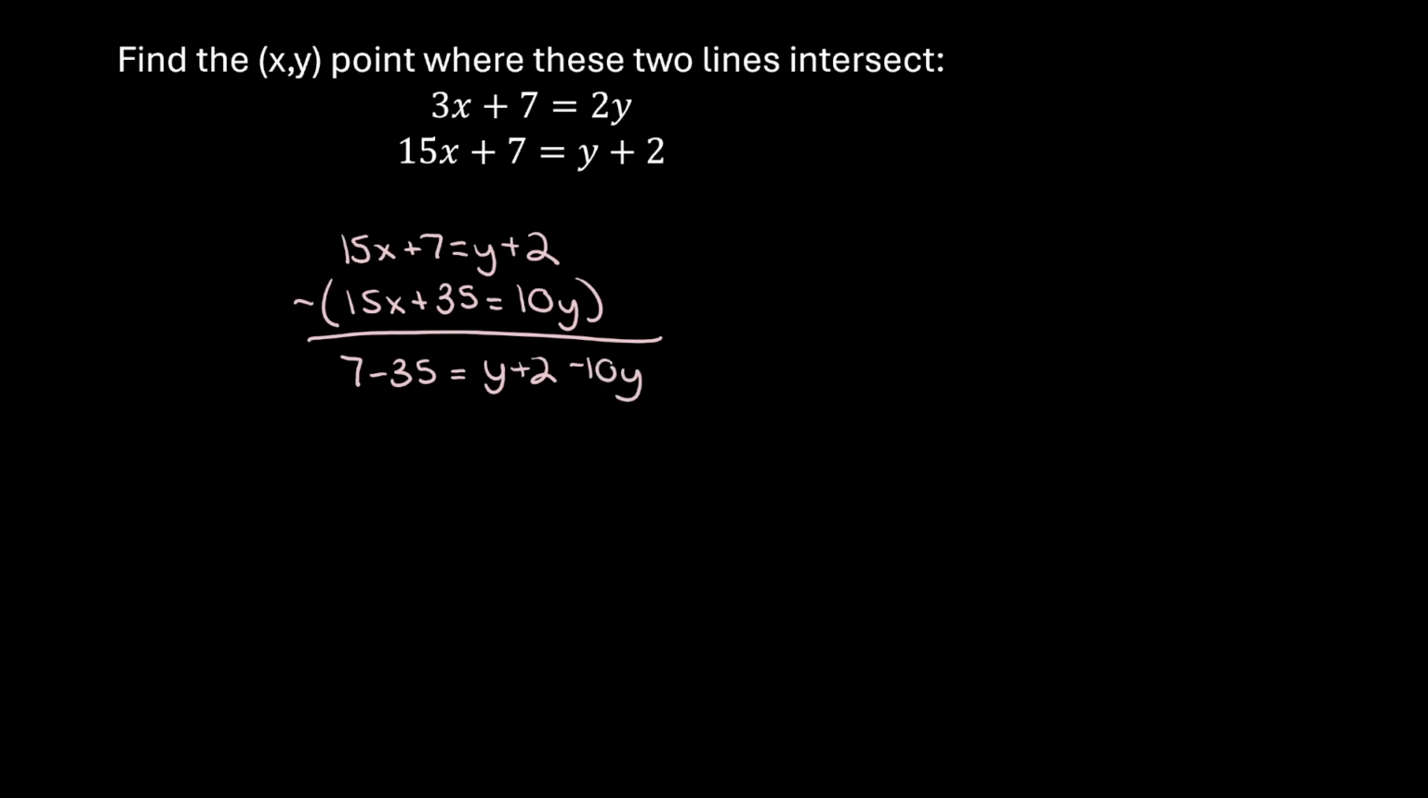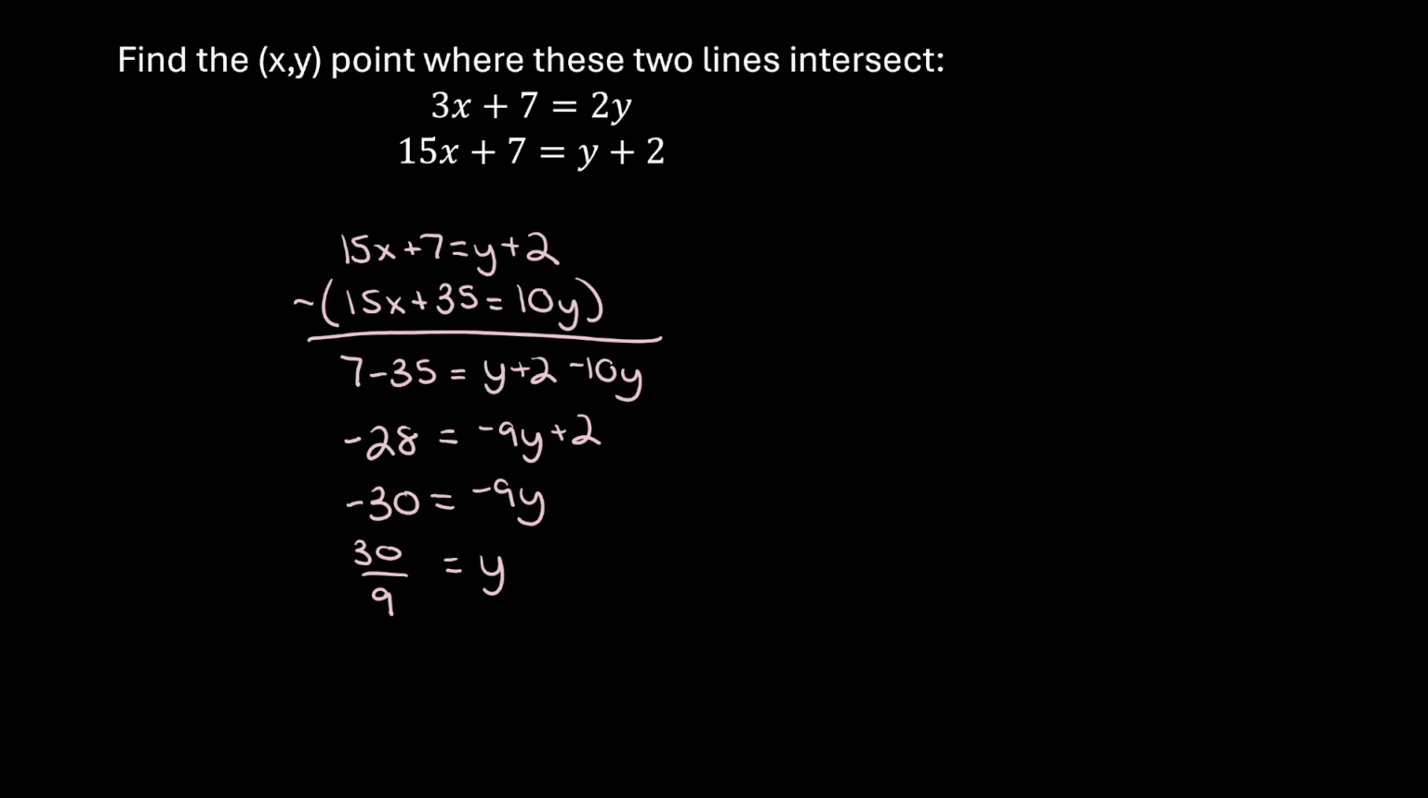And if we combine like terms, we're going to get negative 28 is equal to negative 9y plus 2. Then we subtract 2 on both sides, so we get negative 30 is equal to negative 9y. And so y is equal to 30 divided by 9.